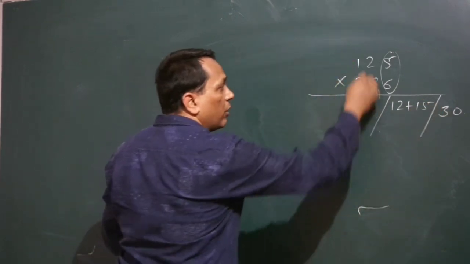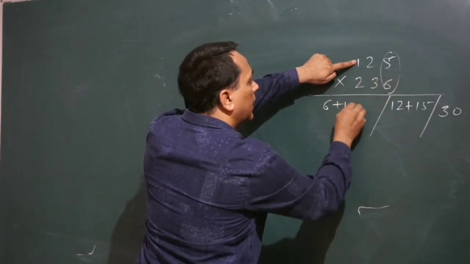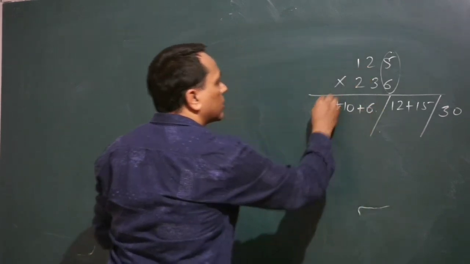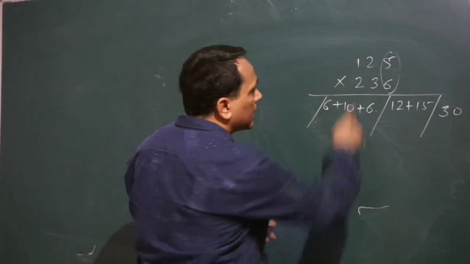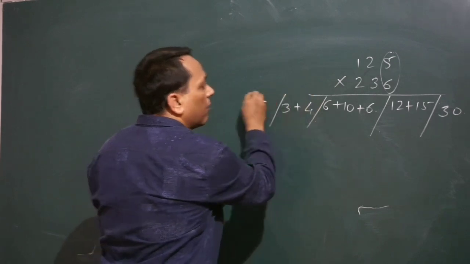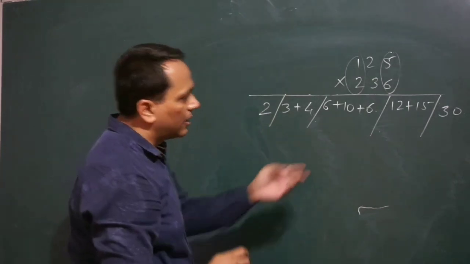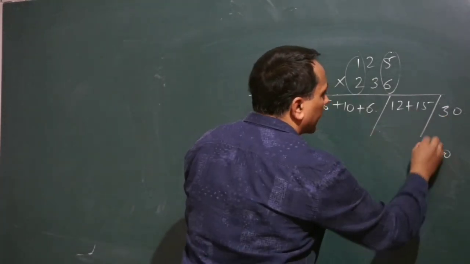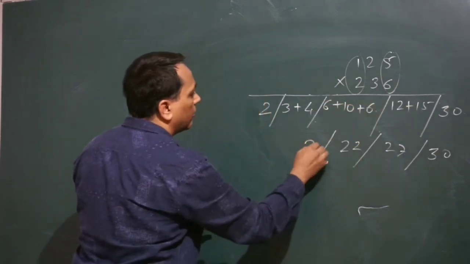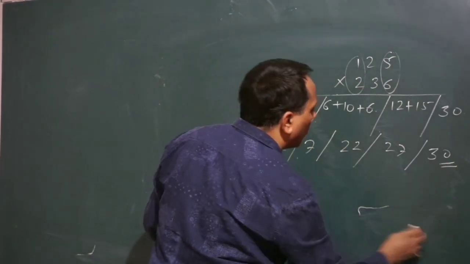For the next part what we do is we take 1 into 6 is 6 plus 5 into 2 is 10 plus these two product, multiplication of 2 into 3, 2 3s are 6. In the next part what we do is 3 into 1 and 2 into 2, 3 1s are 3 plus 2 2s are 4. And for the last part what we do is we multiply 2 1s are 2. So the answer here is 30, 27, 22, 7 and 2. But again we need only one digit, so in our answer we have 0.